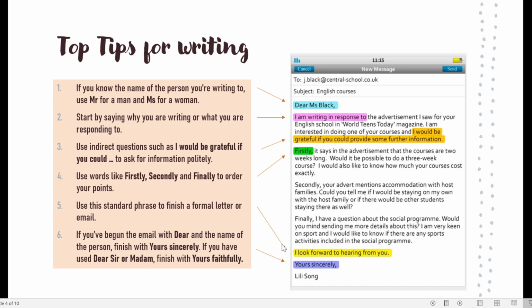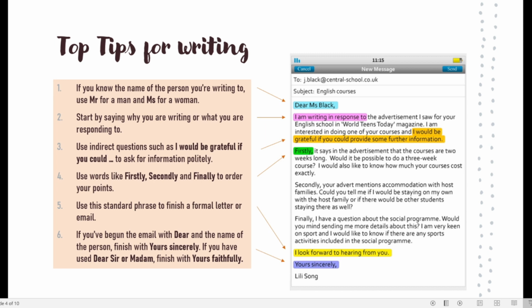So make sure you use the opening as well as the closing phrase for your email. You can use yours sincerely, best regards, and some others. And there are so many varieties of how you are supposed to close your email. If you begin the email with "Dear" and the name of the person, finish with "Yours sincerely." If you have used "Dear Sir or Madam," finish with "Yours faithfully."